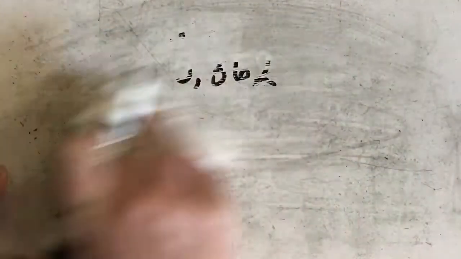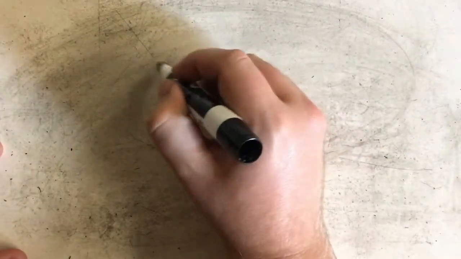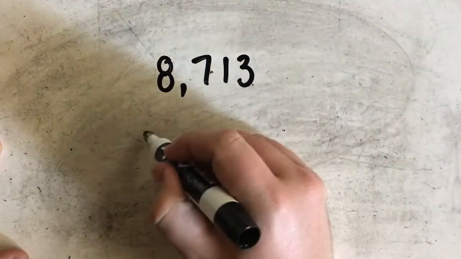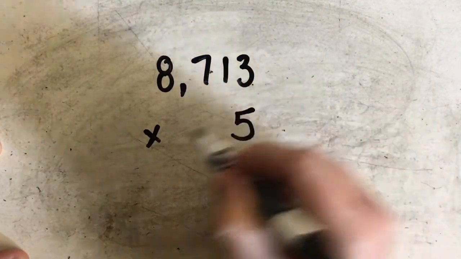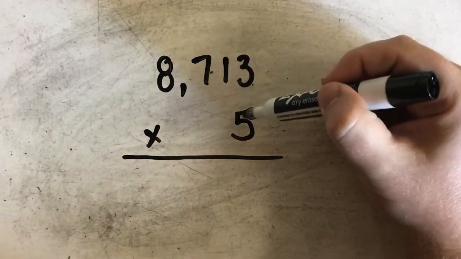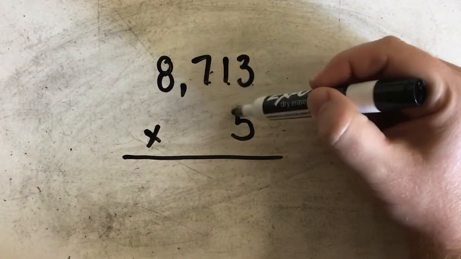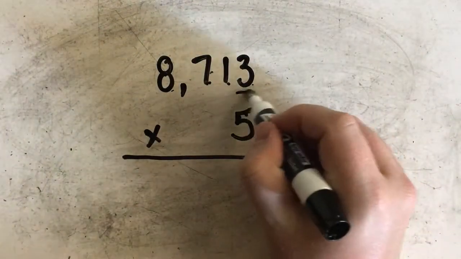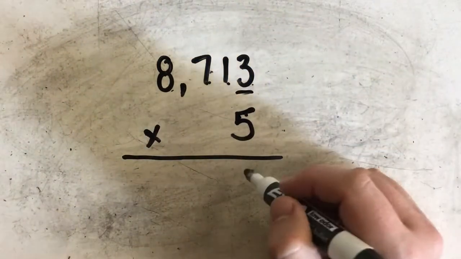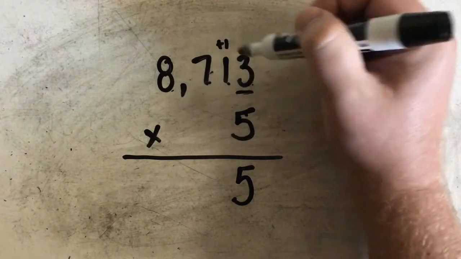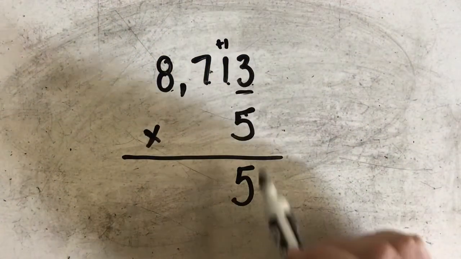Let's do one more example. In this example, we'll do 8,713 times 5. Okay, again, I am taking 5 and I am multiplying it against each number that I have in my top number. So starting with 5 times 3. 5 times 3 gives me 15. I bring the 5 below, and I'm going to do a plus 1 up here for 15.